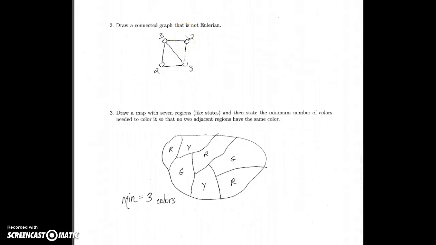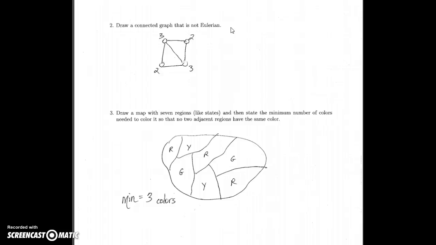Connected graph that is not Eulerian. So I again made sure that I had a connected graph. Of course, you have to know what Eulerian is here to answer this. So Eulerian, remember, is a graph that you could start at one point, trace over every edge exactly once, and return to that same original vertex.